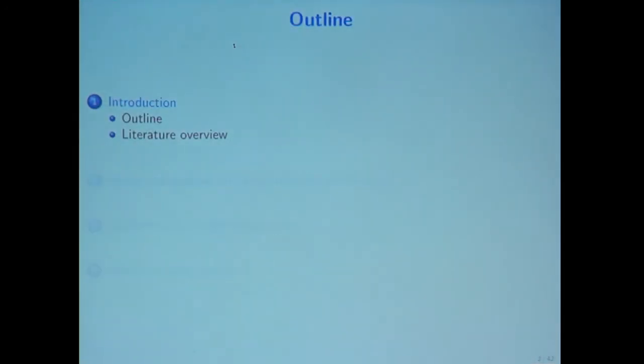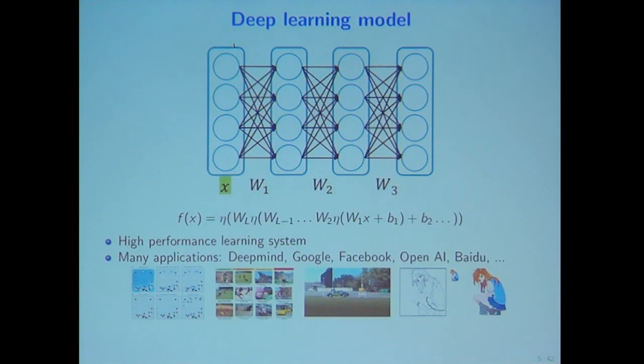Okay, so this is the outline. As you know, the deep neural network model is very successful in many applications. It is implemented in many industries, but its structure is rather simple. We just apply the linear transformation and then the nonlinear transformation and so on. We just repeat this procedure many times. But as a whole, we can construct a very complicated structure. So that is an interesting point of a deep neural network model.